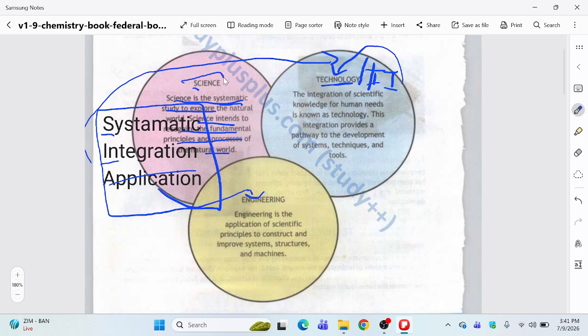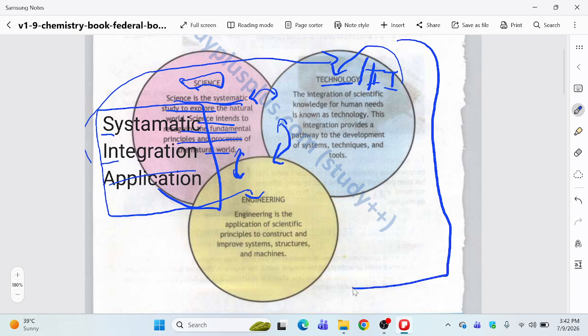So basically science, we can say, is the study of the natural world. It is to explore the natural world. Technology, they all are interdependent and correlated: science is dependent on technology and technology is dependent on science. Technology is dependent on engineering and engineering is dependent on technology, and science is dependent on engineering and engineering is also dependent on science. So these all are correlated with each other. In short, you can write this, and if long comes, then you can write the above text.